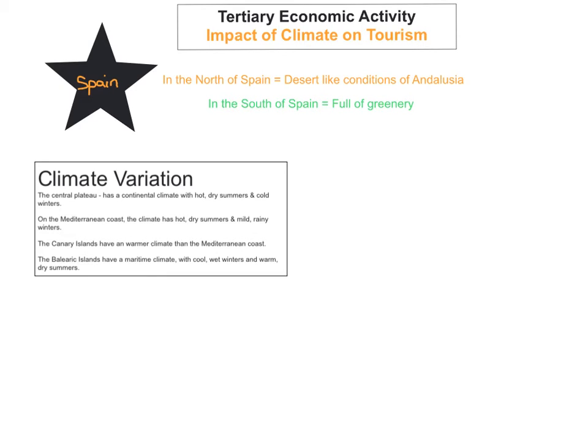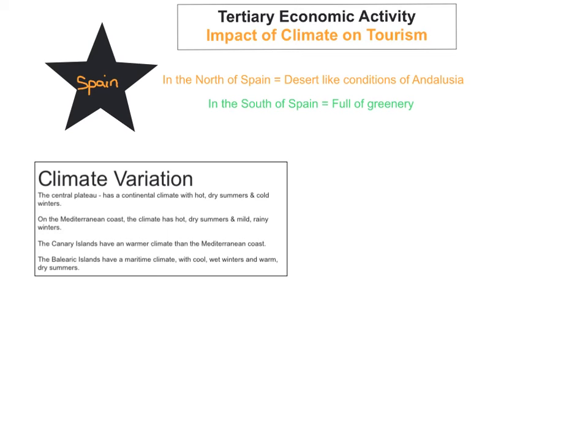But probably the biggest factor is the climate, and quite a large percentage of Spain has quite a nice climate. It's got a very hot, dry summer, and this is why people tend to come to Spain each year, because you're guaranteed to get good weather during the summertime. You're guaranteed to get hot, warm weather of about 30 to 35 degrees, and that's the kind of temperature that people like to be out in.